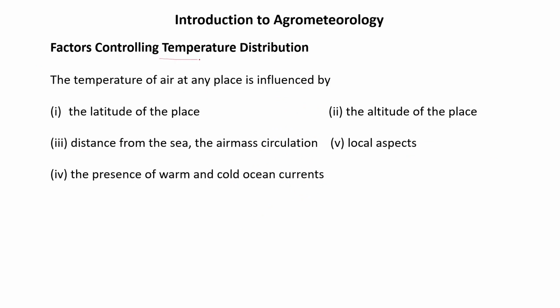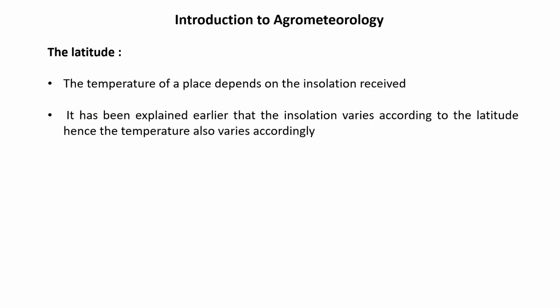Factors controlling the temperature distribution. What are the factors that control the temperature? The temperature of air at any place is influenced by the latitude of the place, the altitude of the place, distance from the sea, local aspects, and the presence of warm and cold ocean currents. So these are the different factors that control the distribution of temperature. So we will see one by one.